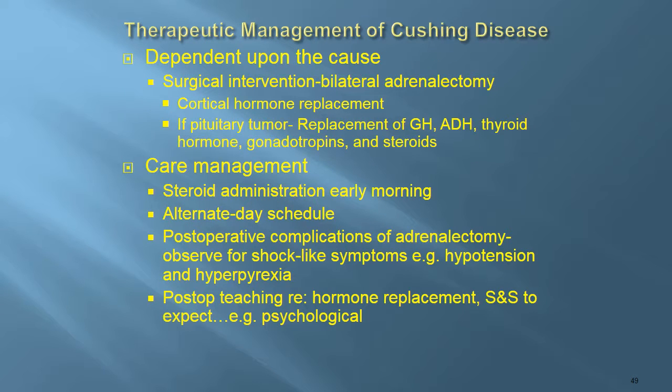Therapeutic management of Cushing disease depends upon the cause. Usually it's surgical intervention through a bilateral adrenalectomy with hormone replacement therapy. If it's a pituitary tumor that's been surgically treated and irradiated, growth hormone, ADH, thyroid hormone, gonadotropins, and steroids will need to be replaced. Care management includes administering steroids in the early morning with an alternate day schedule.